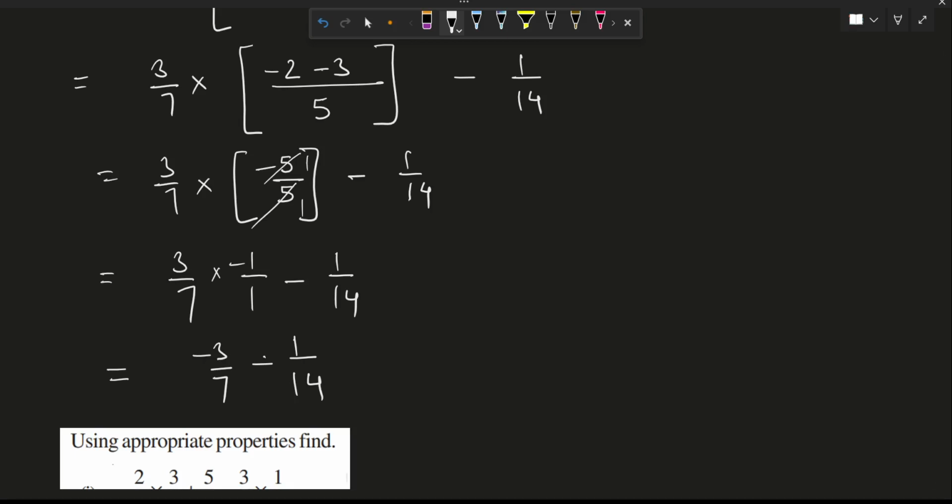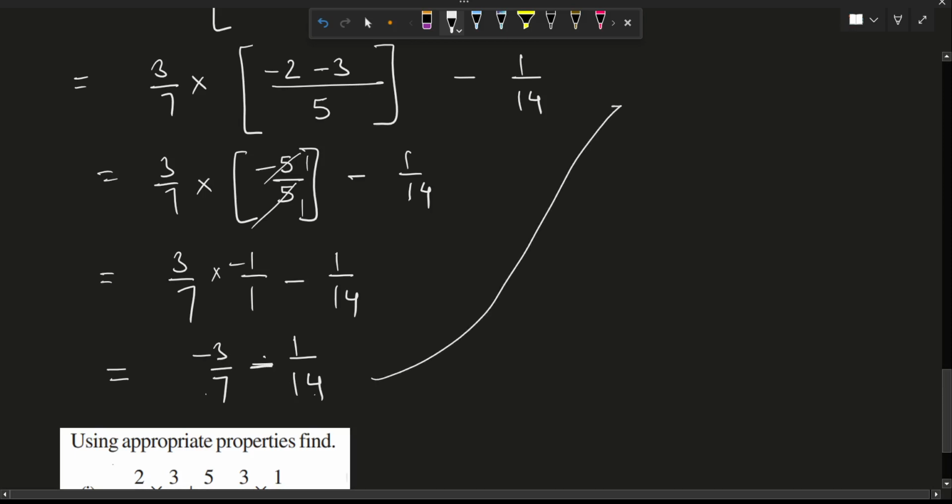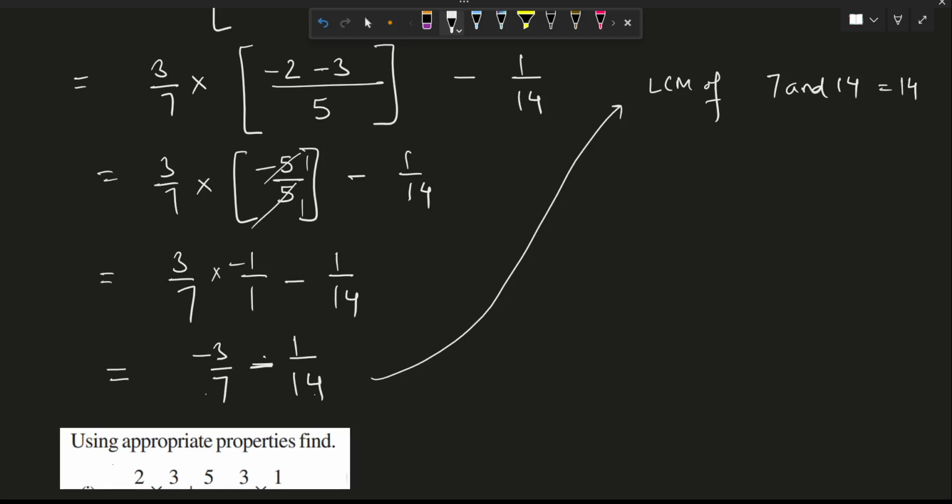Okay, now what we are going to do is 7 and 14. Subtraction problem, is it? So you just have to take LCM. So let me move over here. What is the LCM of 7 and 14? 14 only, because 14 ones are 14, 7 twos are 14. So the least common multiple for these two is 14 only. So LCM is 14.